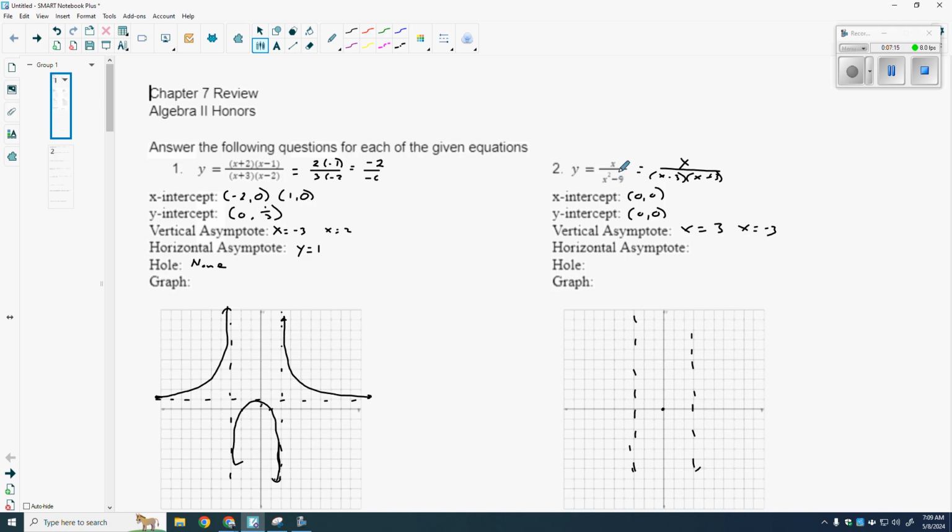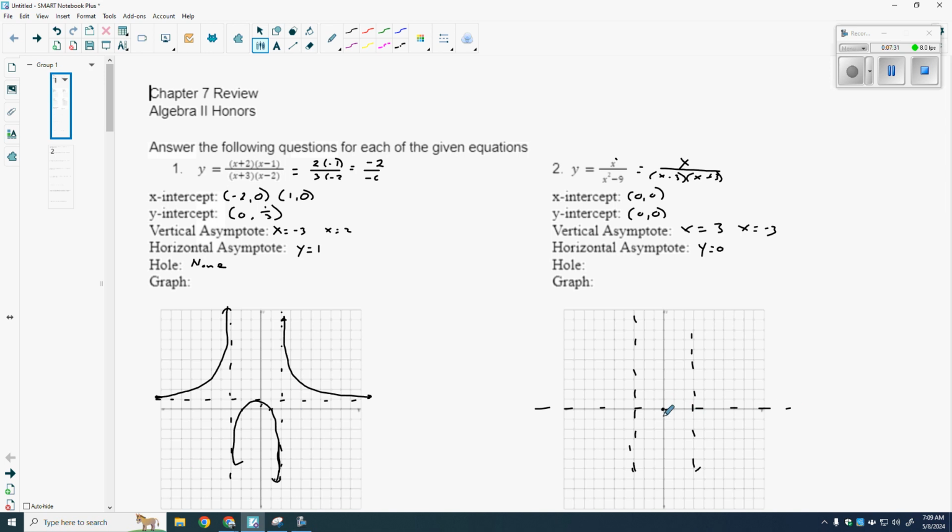Okay, degree of the top is a 1. Degree of the bottom is a 2. If the top is smaller or if the bottom is bigger, my horizontal asymptote, if you look at your little cheat sheet, is y equals 0. So I have a horizontal asymptote cruising across at y equals 0.